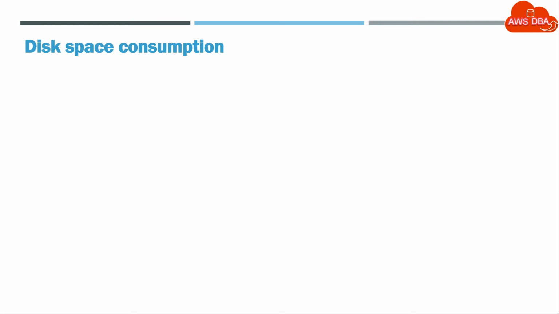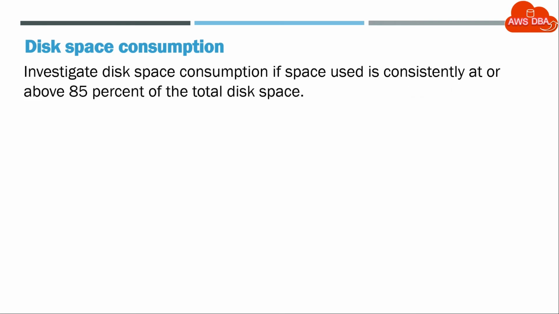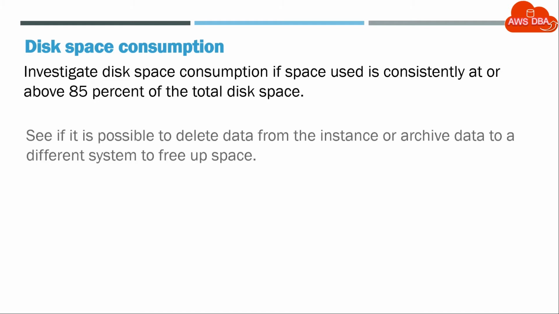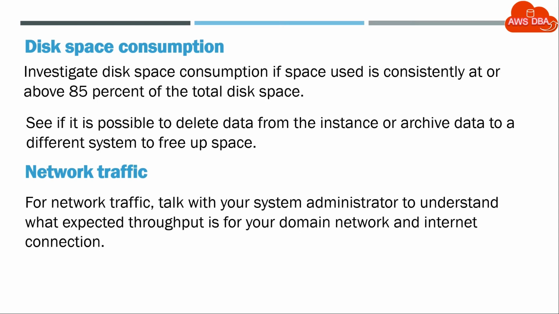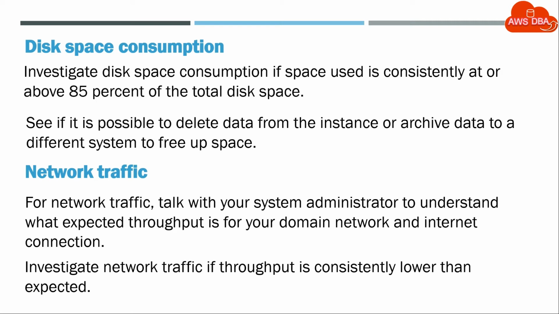Disk space consumption. Investigate disk space consumption if space used is consistently at or above 85% of the total disk space. See if it is possible to delete data from the instance or archive data to a different system to free up space. Network traffic. For network traffic, talk with your system administrator to understand what expected throughput is for your domain network and internet connection. Investigate network traffic if throughput is consistently lower than expected.